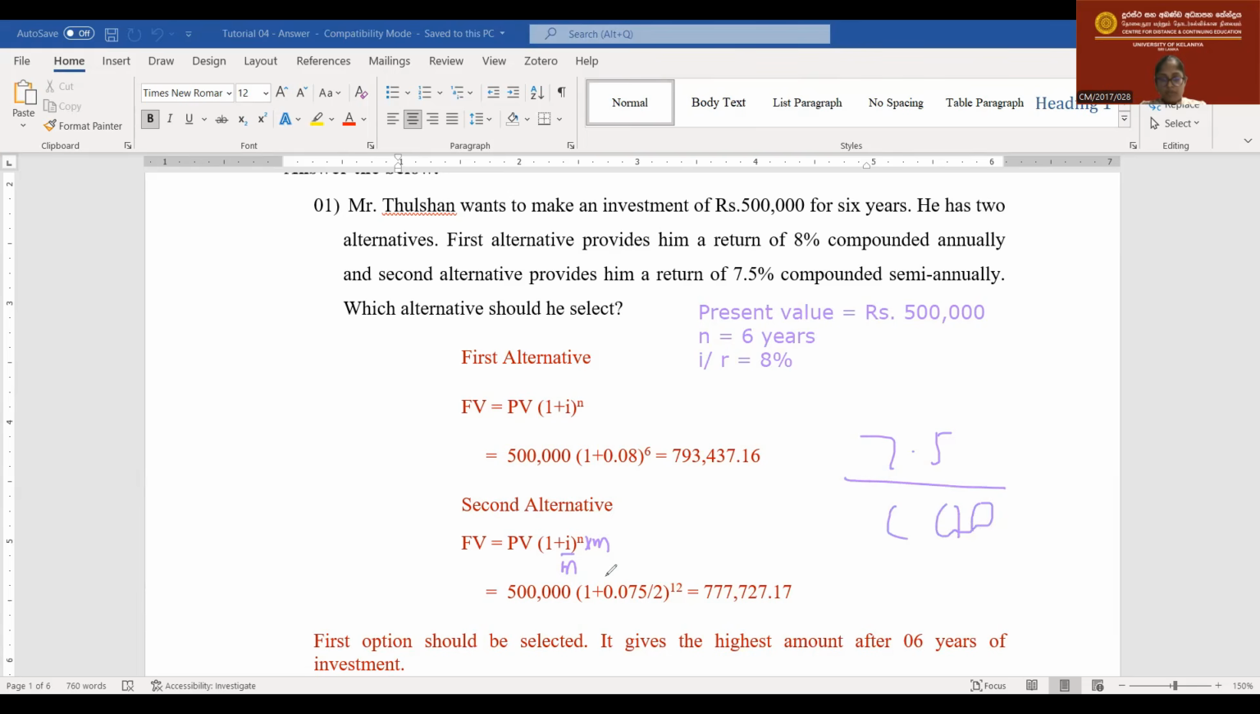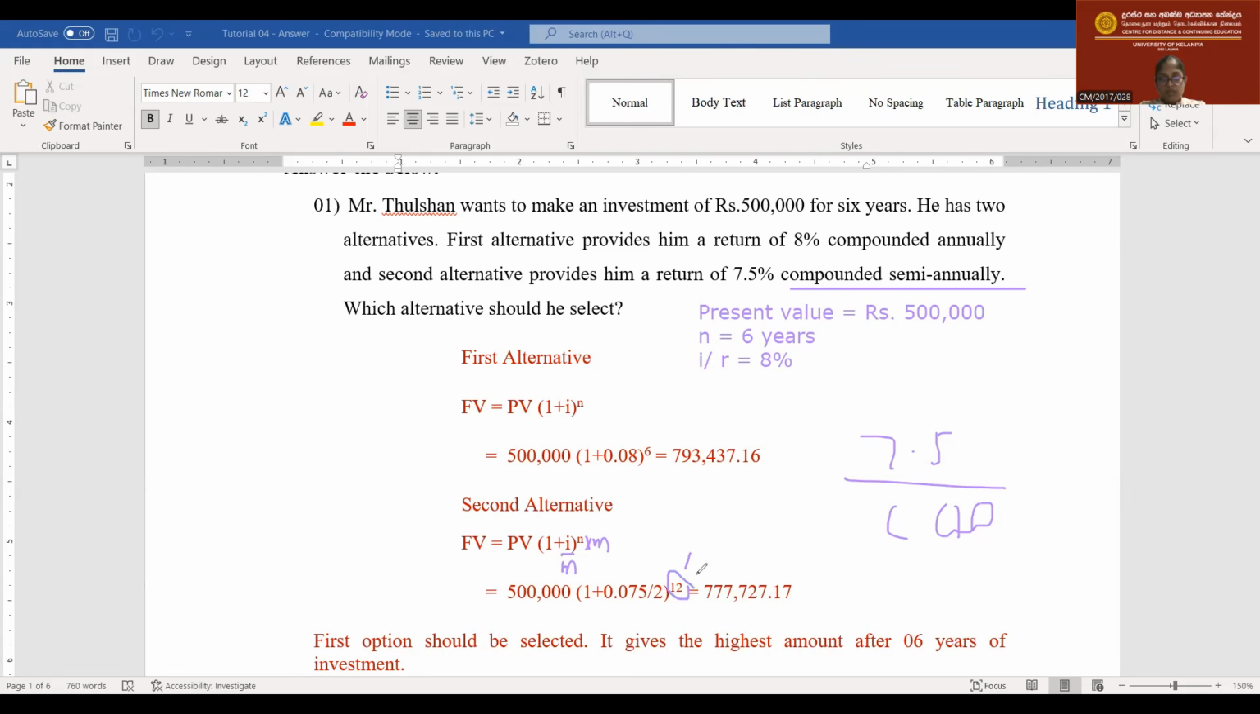What would be our n? Does it remain as this? No, because compounded semi-annually is there. Therefore, we have to divide by 2. That is what the second part has actually completed, right? Divide by 2. And then here, what is our n?